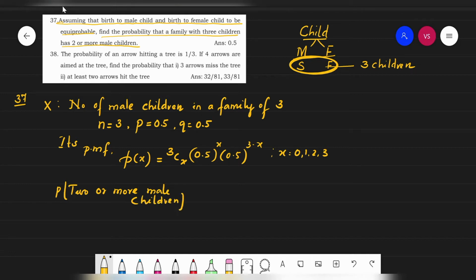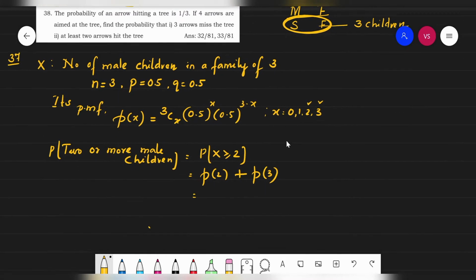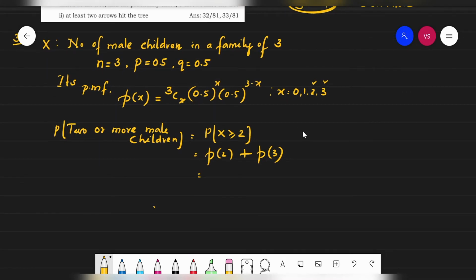It is the same, students. How do we express 2 or more? It is x greater than or equal to 2. So if it is x greater than or equal to 2, they're asking us to find P of 2 and P of 3. Is it right? P of 2 or P of 3. So it will be like this. Let us take this: 3C2 0.5 raised to 2, 0.5 raised to 3 minus 2, plus 3C3 0.5 raised to 3, 0.5 raised to 3 minus 3.